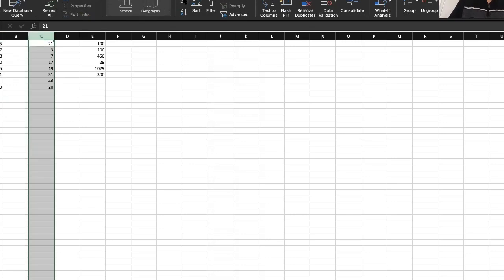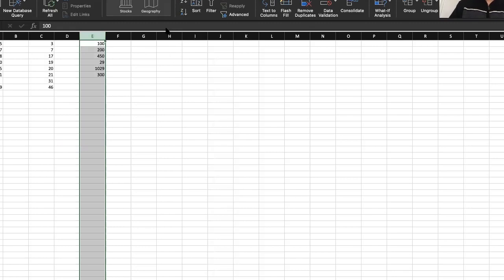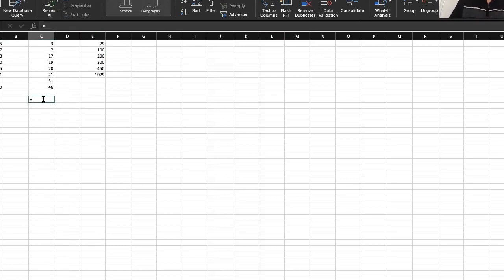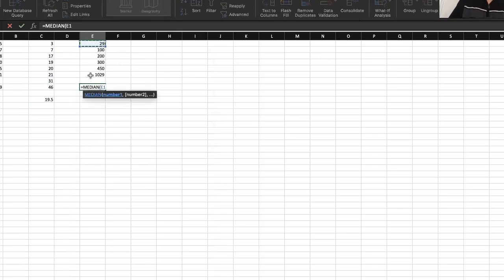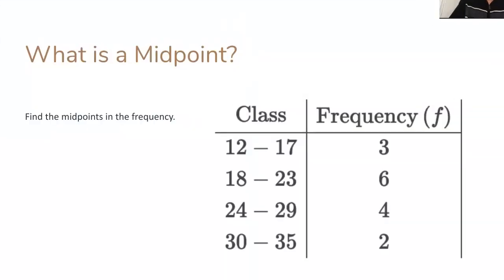Then we do the same thing with the other problems. We sort all of the values, and then we just do equals median, select all the data, click enter, and we get 19.5. And then for the last one, we do median, select all the data, and get 250.